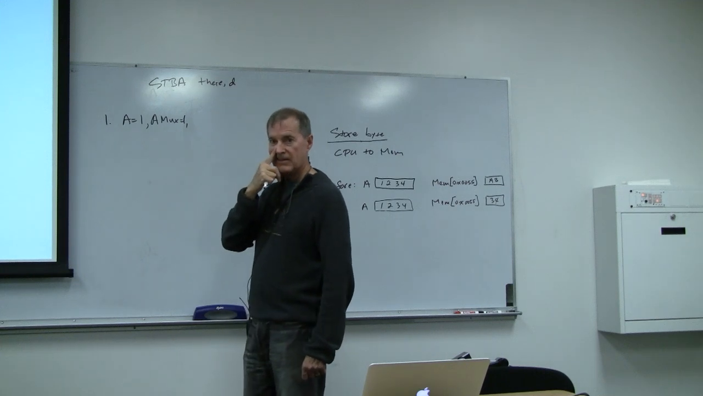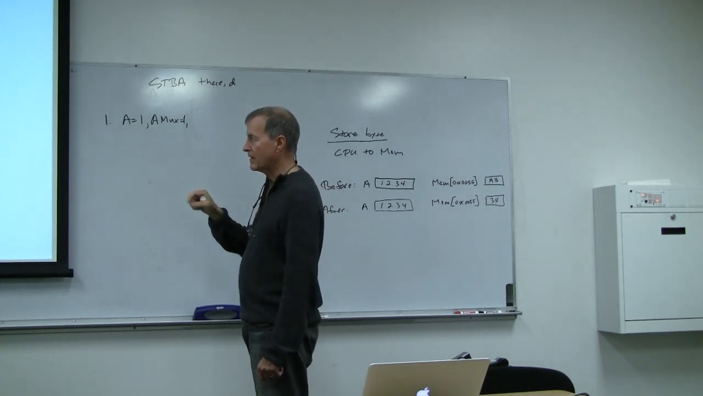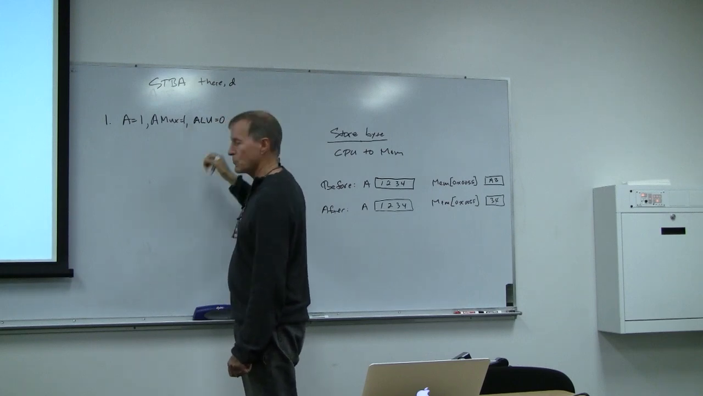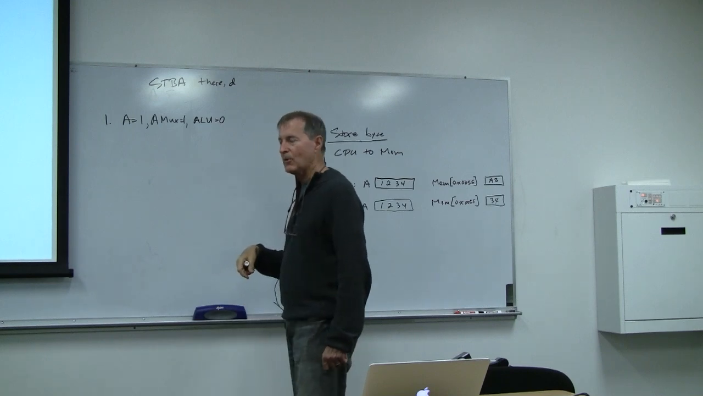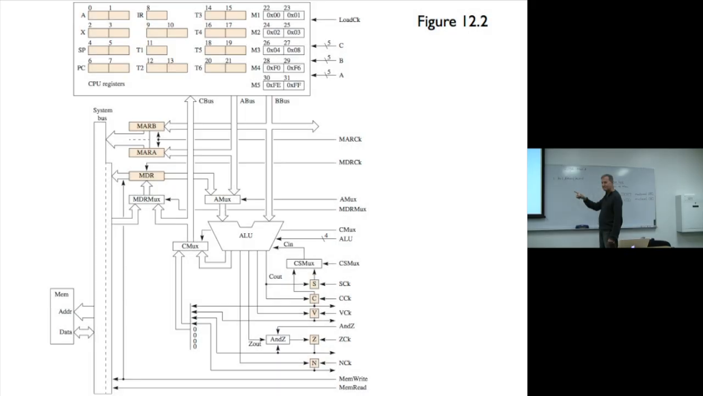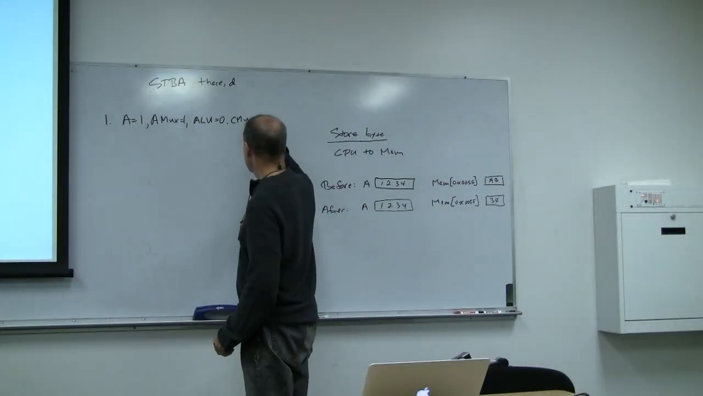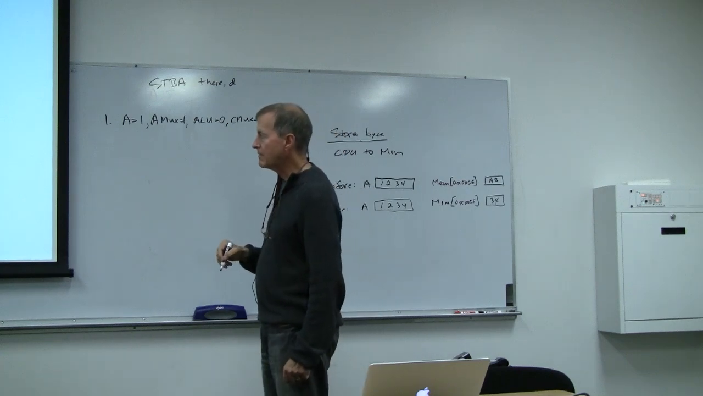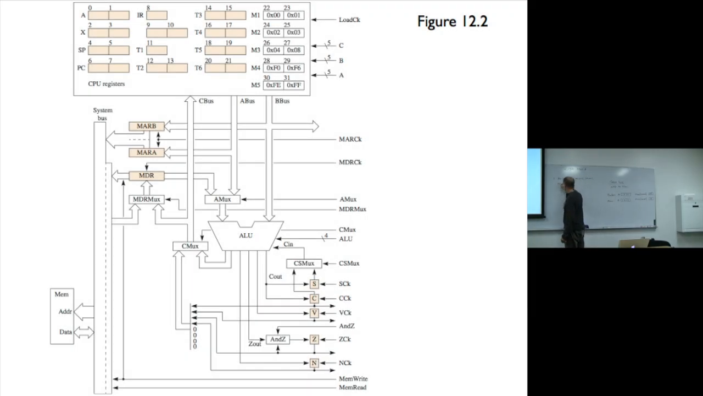And then what? Next? Zero. I think zero is the one that sends it straight through. And now that it goes through the ALU, what does it have to go through next? CMUX, so do you remember how the MUXes work? Yeah, you set it to 1 so that it passes through. So CMUX equals 1. And then what? MDR mux equals 1.